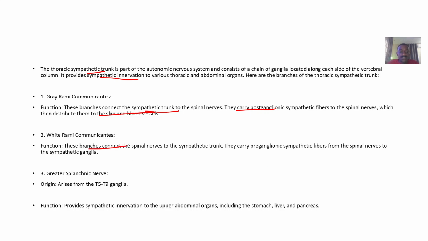We say that this branch connects the spinal nerves to the sympathetic trunk. So they carry preganglionic what? Sympathetic fibers from the spinal nerves to the sympathetic ganglia.